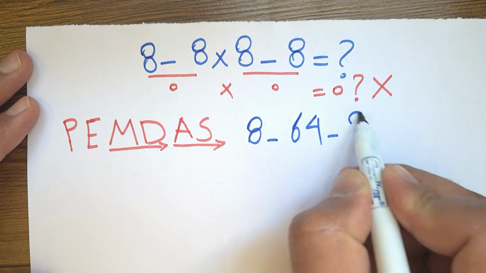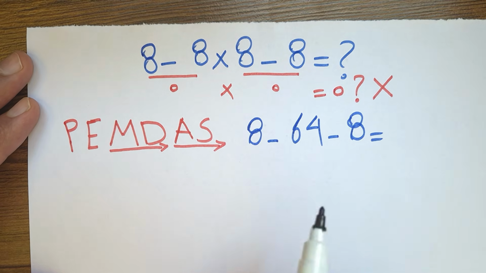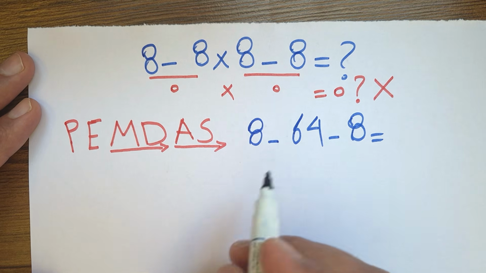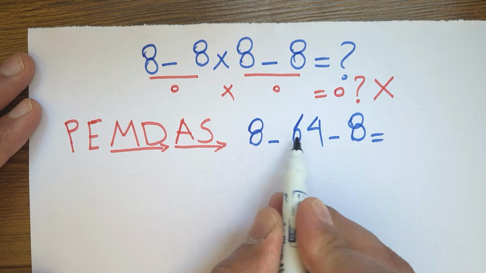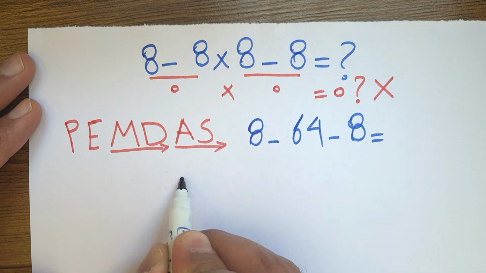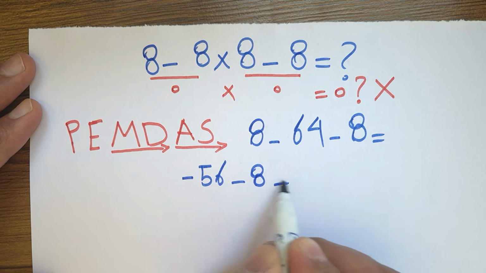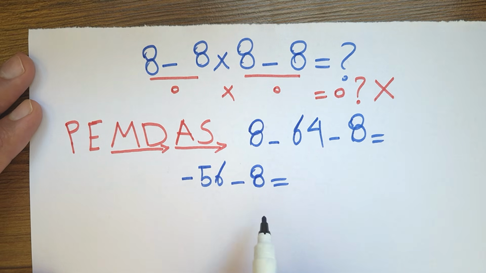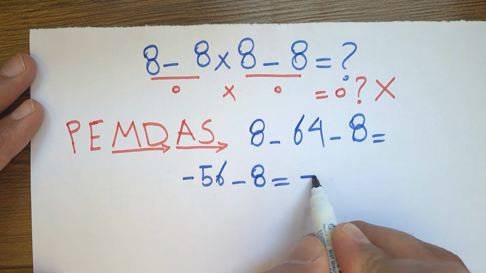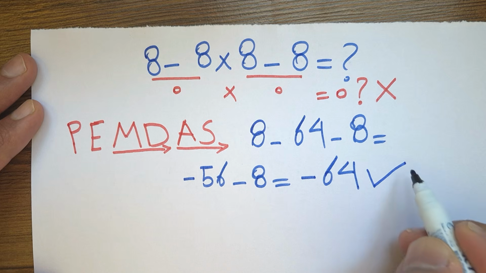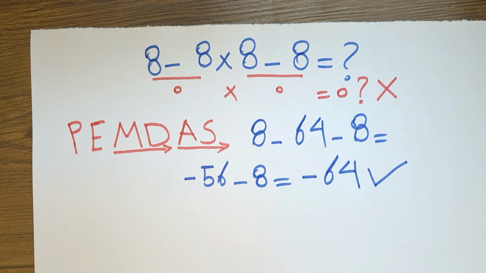64, then minus 8. Now we are just left with subtractions, and they have the same priority. We can go from left to right. So 8 minus 64 is minus 56, minus 8 equals, so we have just subtraction here that gives us finally again minus 64, and that's the final answer.